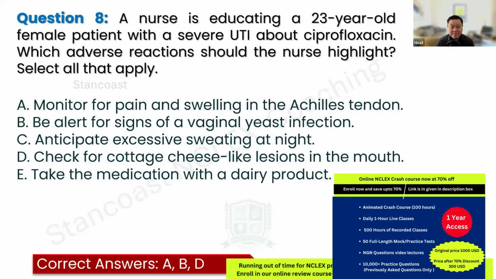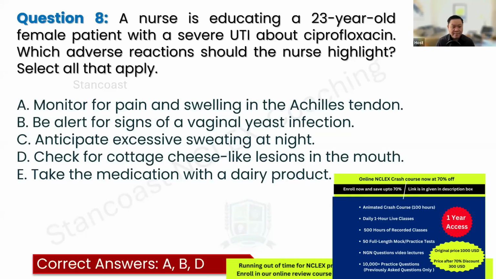For C, changes in perspiration are not typically linked to ciprofloxacin, while the common side effects include headache and dizziness. Now, for letter E, dairy products can interfere with ciprofloxacin absorption, and it should be taken either 6 hours before or 2 hours after consuming dairy.